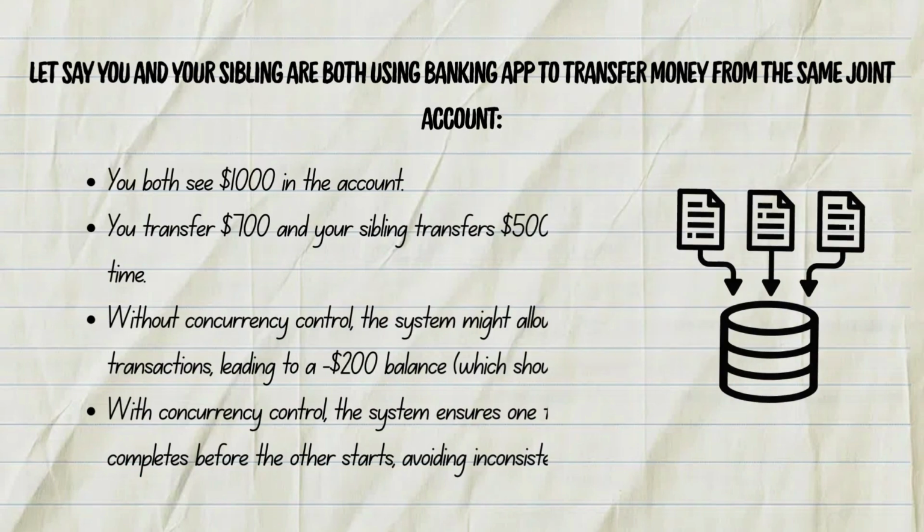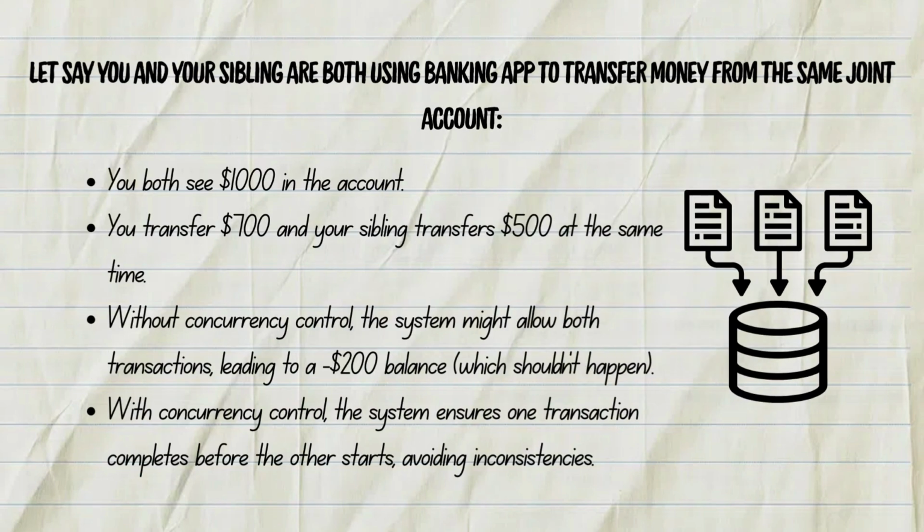Let's say you and your sibling are both using a banking app to transfer money from the same joint account. You both see $1,000 in the account. You transfer $700 and your sibling transfers $500 at the same time. Without concurrency control, the system might allow both transactions, leading to a minus $200 balance, which shouldn't happen. With concurrency control, the system ensures one transaction completes before the other starts, avoiding inconsistencies.